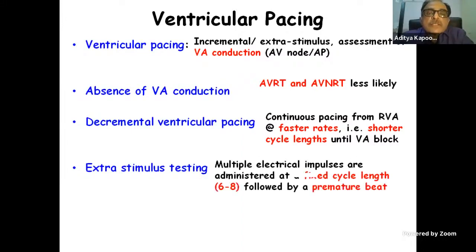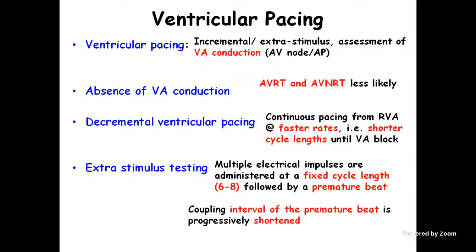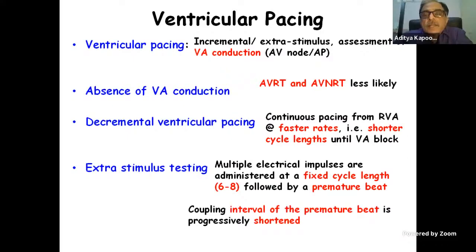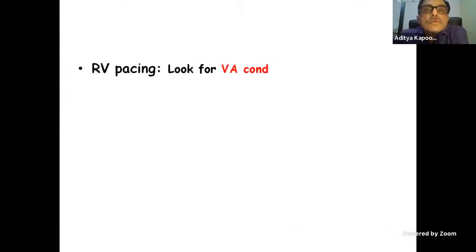So extra stimulus testing, you give multiple extra stimuli. First of all, you give a drive chain, which is a fixed cycle length, followed by a premature beat. And then you reduce the coupling interval of the premature beat progressively. So you give a drive chain and you give an extra stimulus, right? So, let me try to make a diagram.